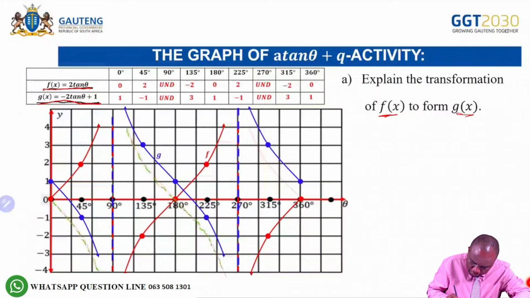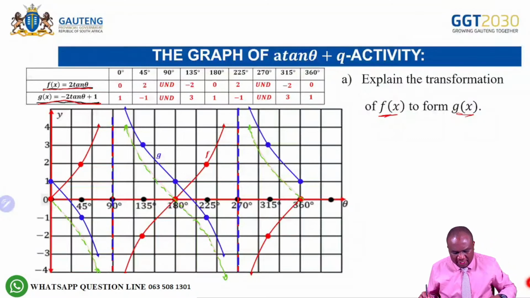Let's ignore the blue graph first. Look at the red graph and the green graph that I've drawn here. What has happened to the red graph to give us the green graph?